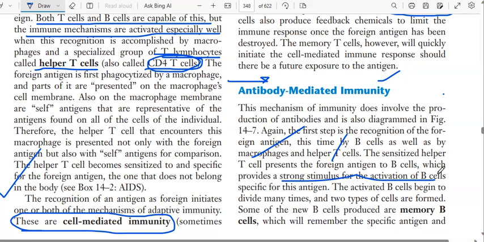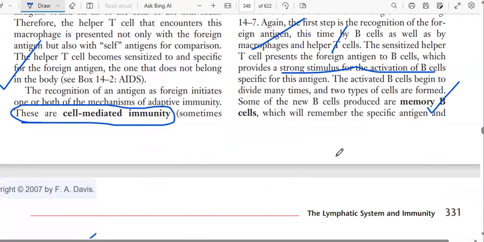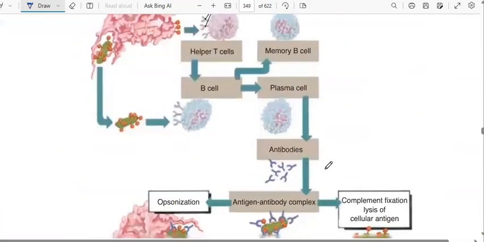Okay, the activated B cells begin to divide many times. First thing, what will happen? They will divide because the antigen is more powerful than our immunity. So first, they have to divide. They have to become more powerful, and they also produce B memory cells. B memory cells and T memory cells are there. So B memory cells, one thing, they will remember the antigen.